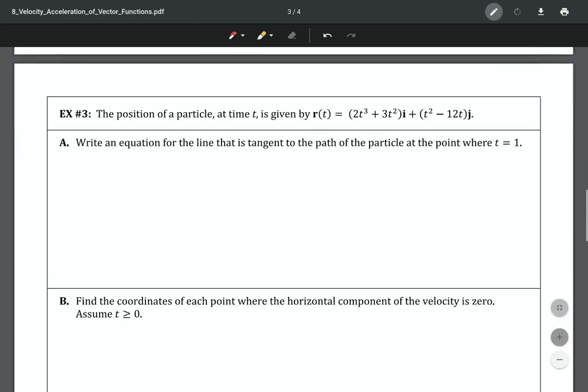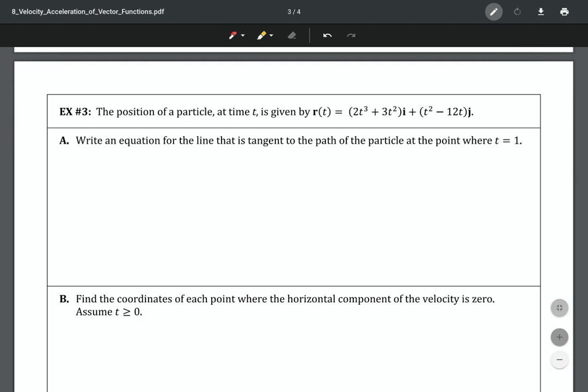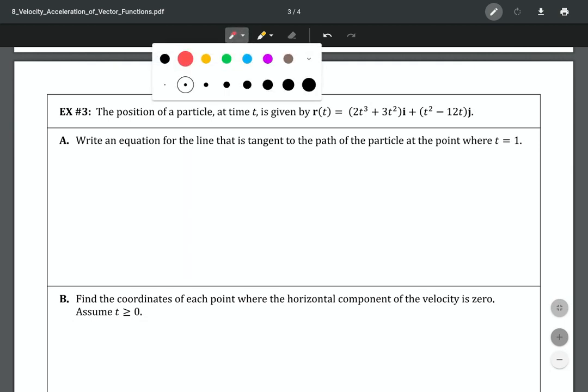So let's go to example 3. Let me switch to the black pen again. Oh yeah, this is actually a good question, I thought. The task is to write the equation of a tangent line. We know the two things that we need for a tangent line: a point, meaning an x and y coordinate, and a slope, which is the derivative.